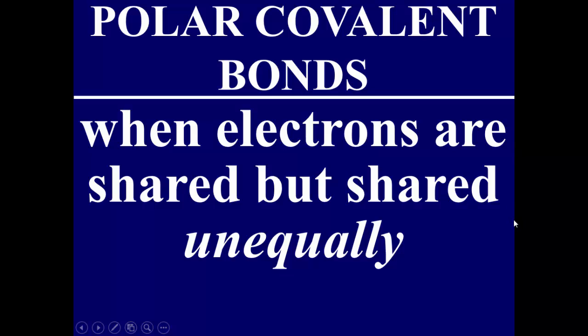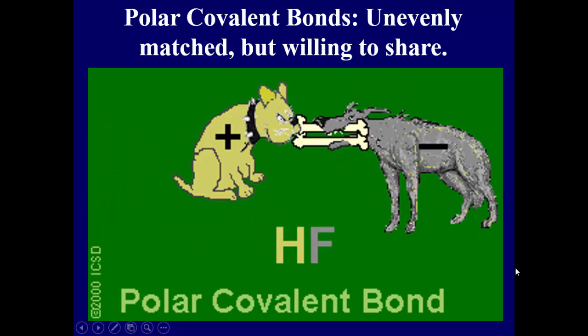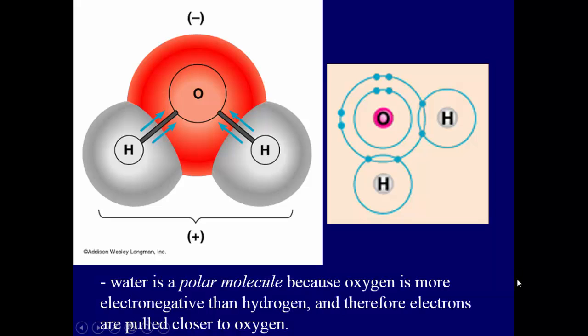And then we have polar covalent bonds. The electrons are still shared, just like in the other one, but this time the sharing's a little unequal. Okay? They're still sharing this bone, but the big dog's got it a little closer. Okay, and the example of water is a polar molecule because oxygen is stronger. It has a stronger attraction than the hydrogen, so it keeps the electrons closer to it than it does with the hydrogen. But they're still sharing, they're not stealing, so it is a covalent bond.